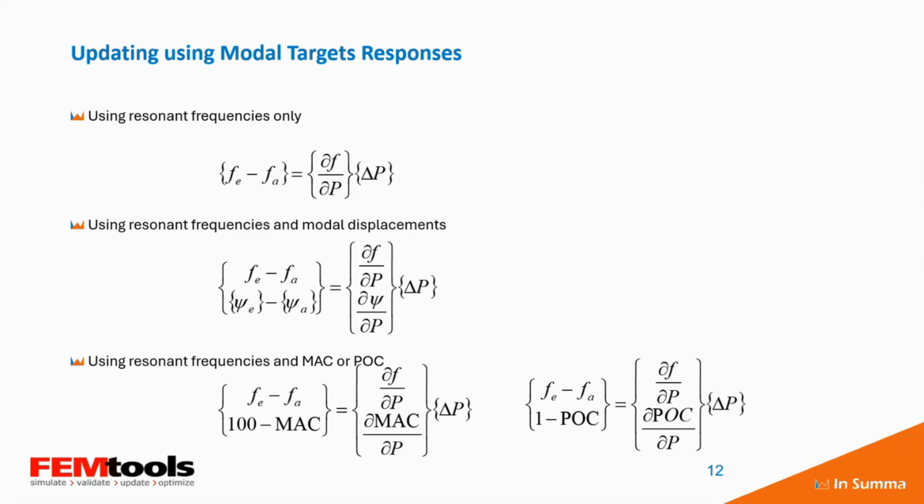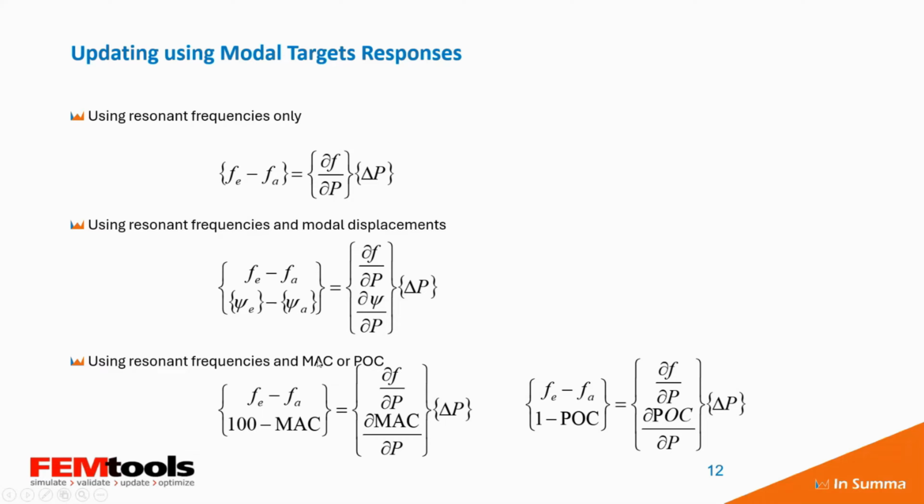The next slides are a bit of a theoretical part of the updating. I will go very fast over these. So we determine what is the residue, so what is the difference between experiment and analysis, with index E and A. So here for frequency, this is what needs to be minimized. And we use a linearized Taylor expansion. So using the linear gradient, how much the frequency changes for a parameter change. And then the unknown is the parameter change.